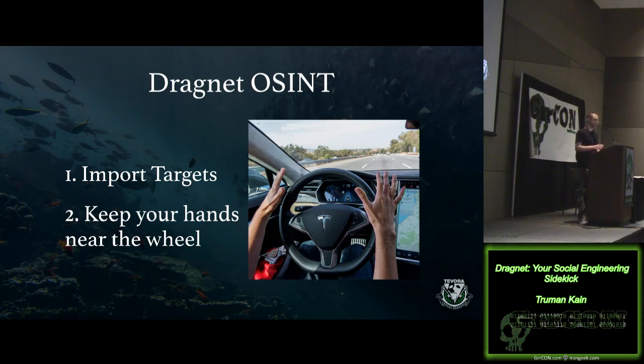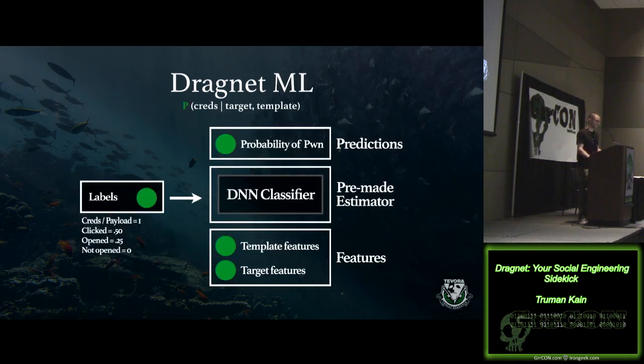So the Dragnet OSINT, the way this works essentially is that you're going to import your targets and keep your hands near the wheel. You're going to drag and drop in a CSV, and aside from having someone with the same name at the same company and potentially in the same city, that's pretty much going to be it. OSINT is going to begin. Right now, we're currently only doing LinkedIn. That's going to quickly change to Facebook, Intellius, that type of thing. We have Clearbit integration as well. So any of the lead enrichment services, those would be extremely easy to tie in. So I definitely see that happening in the future.